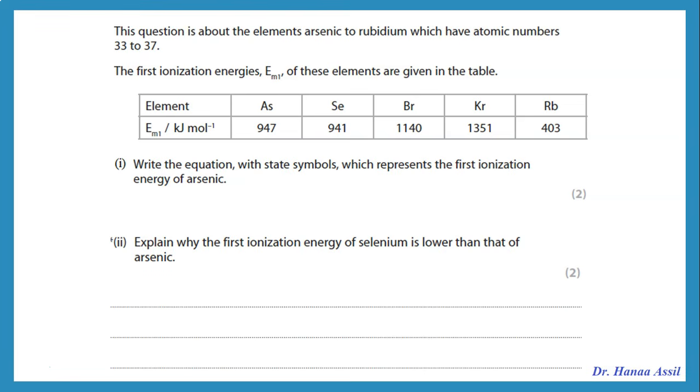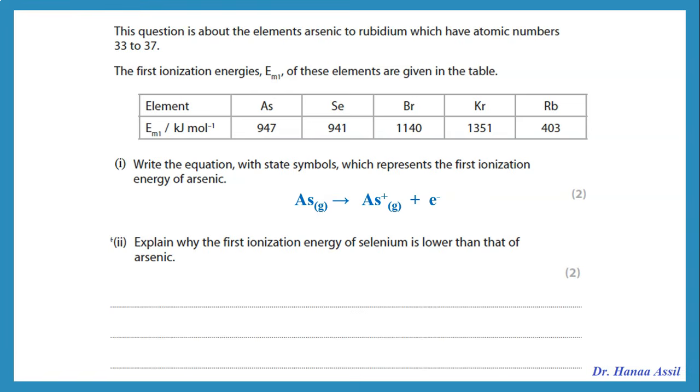This question says we're talking about arsenic to rubidium, and they have atomic numbers 33 to 37. And he's giving me the first ionization energy of these elements. Write the equation with state symbols which represents the first ionization energy of arsenic. Now, if he tells me to do that, we said, what is first ionization energy? It's the energy needed to remove an electron from gaseous atoms to form gaseous +1 ions. So this is how we represent it, and don't forget the state symbols. They have to be in the gaseous state.